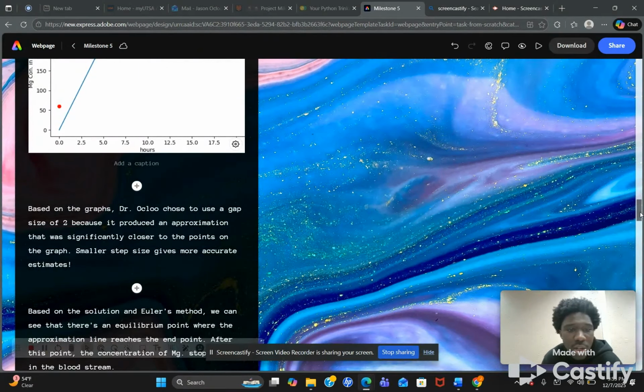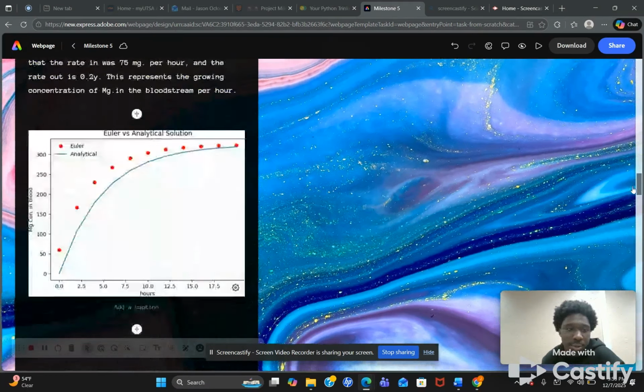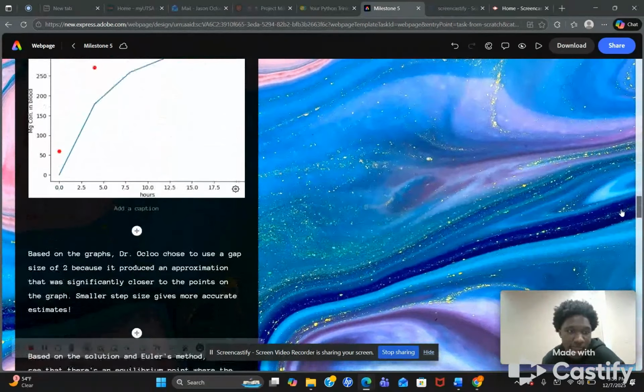Based on the graphs, Dr. O'Clue chose to use a gap size of 2 because it produced an approximation that was significantly closer to the points on the graph. A smaller step size gives more accurate estimates. This is what Dr. O'Clue was thinking of. So this is the graph he went with. He went with this first one instead of the second one.